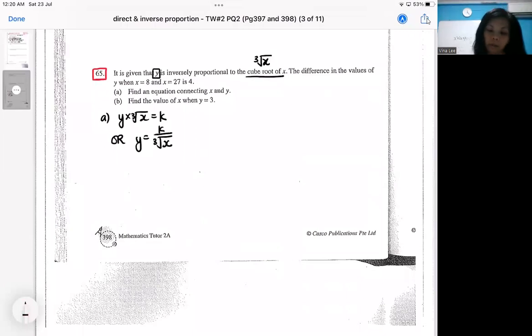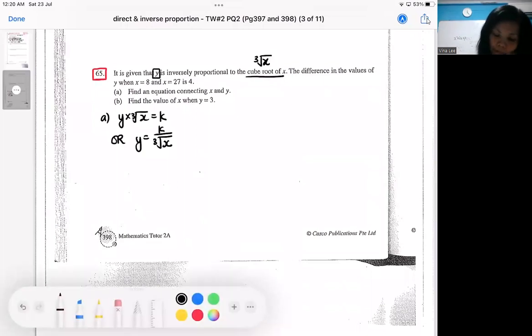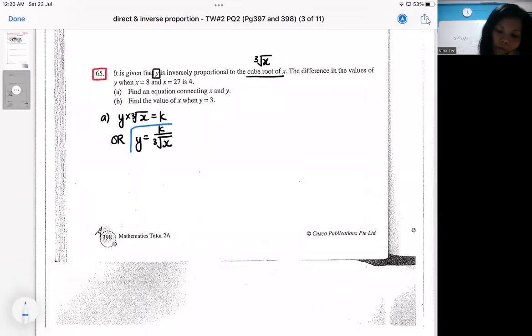So maybe in this question, it's easier if you write it as the second way, because we actually would like to explore the difference in y. So if you read carefully, we are checking out the difference in the y value. So what do we mean by difference? That means we are subtracting. So we are subtracting something like big Y minus small y.